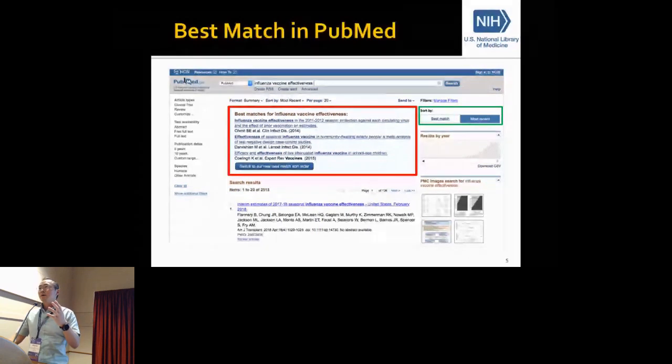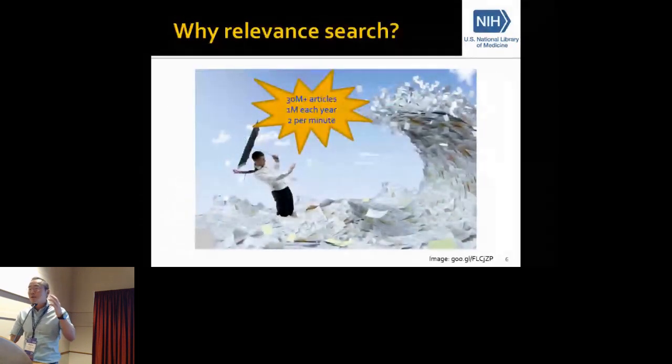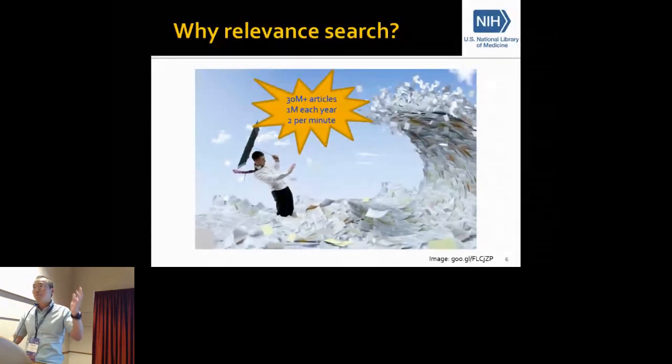The first question a user might have is, why do you need a relevant search? I already mentioned that there are over 30 million articles, and that continues to grow very fast, over 1 million new articles every year. That's now close to 3 papers every minute. Even in 5 minutes, that's already dozens of papers that we are left behind.